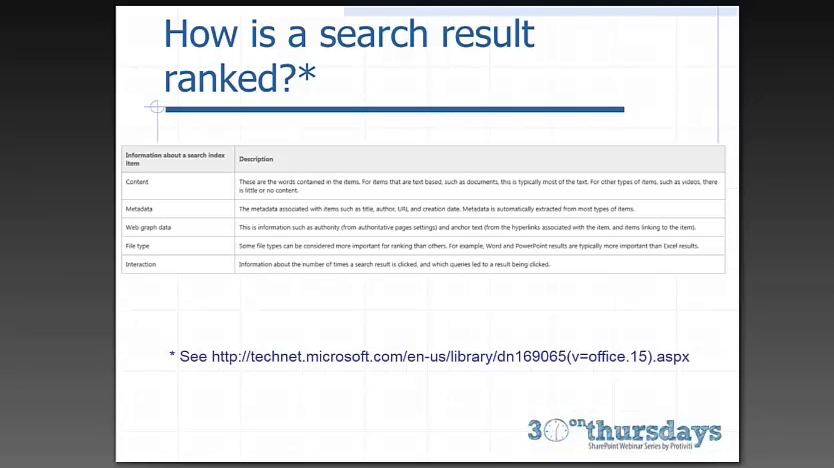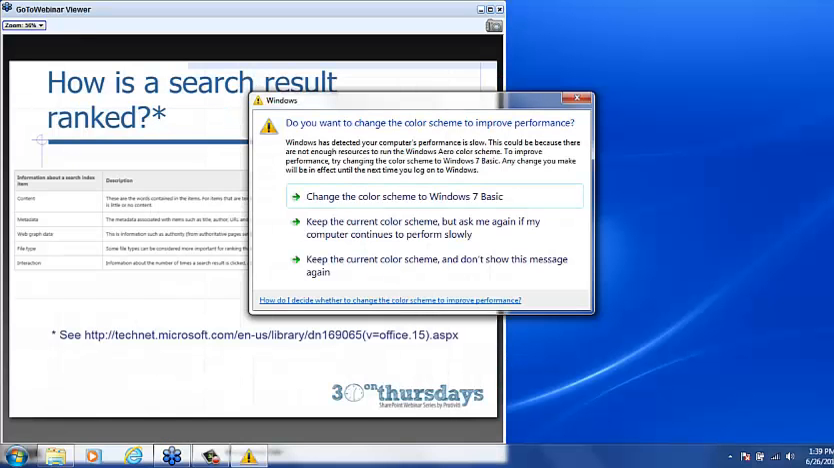Web graph data, so what's inside that web page, if it is web content, also file types, weigh in on that, and then also interaction. So how many times have people actually clicked on a result? All of those things weigh on the relevance and what order a search result is presented. And then there's a lot of other manipulation you can do behind the scenes. So we'll get into some of the highlights of the search now.